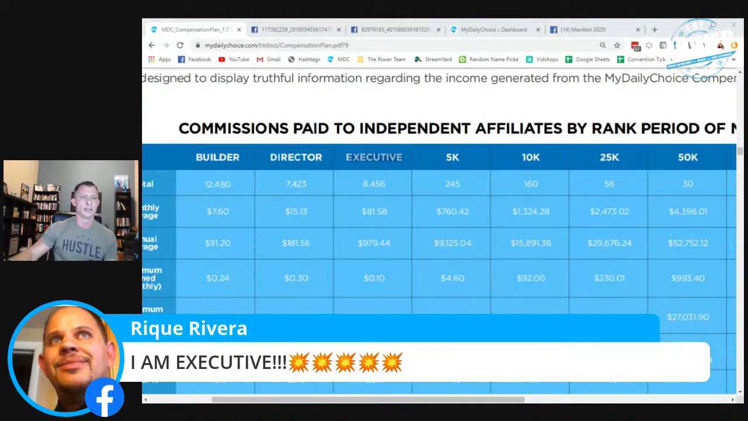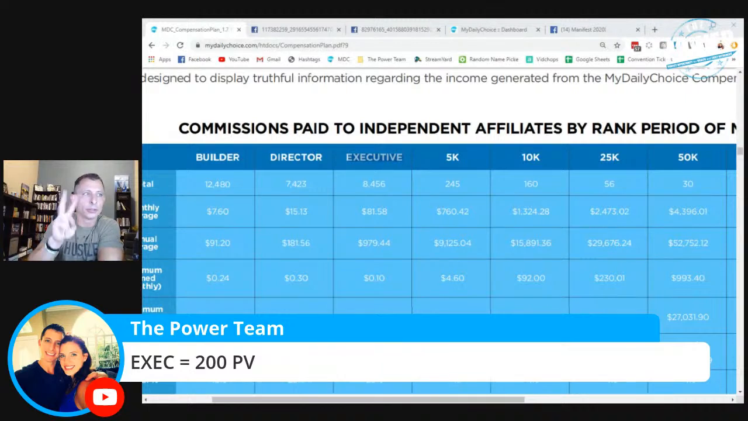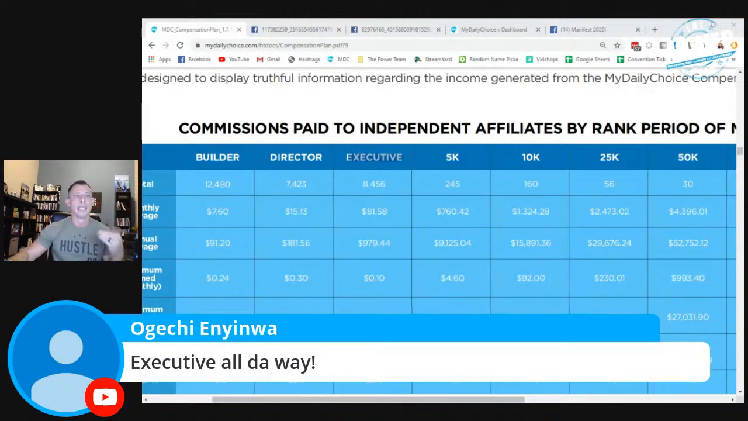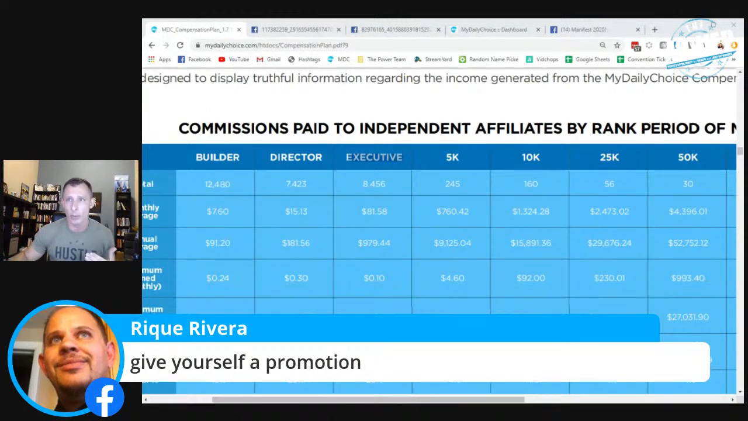All you need to become an executive is to purchase 200 in PV volume. When you go into your back office and you order 200 in product, 200 in volume of anything, you are going to get a promotion to executive. Boom! You are now going to be unlocking a ton more commission in the comp plan. That is something all of you can do. Give yourself a pay raise. You want to do that right away.